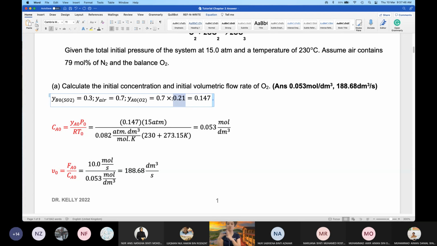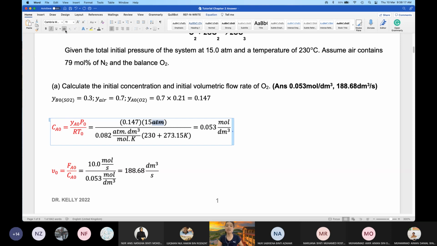That's why you multiply these two, you will get the mole fraction of oxygen in the overall system as 0.147. So just multiply 0.147 with 15 atm, the initial total pressure. You divide with, again, our gas constant value. So in this question, our pressure unit is atm.